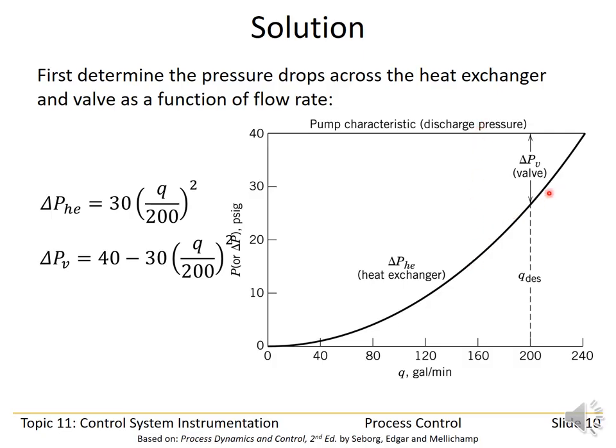And in between here, as we move back and forth along the curve, that corresponds to opening and closing the valve. As we go this way, we are closing the valve. As we close the valve, the flow rate through the system decreases, which causes the pressure drop across the heat exchanger to decrease, and the pressure drop across the valve increases because the valve is being closed. By contrast, as we go this way, we are opening the valve. The liquid flow rate increases, the pressure drop across the heat exchanger increases because the flow rate increases, and the pressure drop across the valve decreases because the valve is being opened.